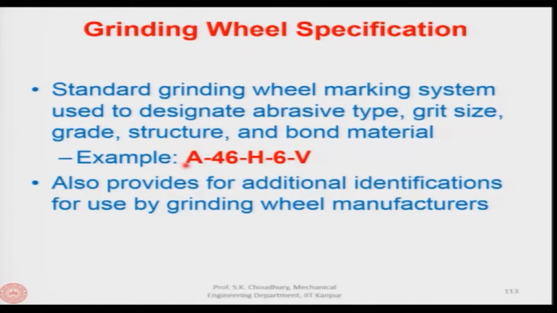When you buy or purchase an abrasive wheel, nobody will tell you what the grade actually is; it will be stated like this. The only thing is that there may be some kind of manufacturer's code in the beginning and at the end, and otherwise these 5 will signify the grinding wheel specification. Once again, this is the abrasive type, this is the grain size, this is the grade, this is the structure and this is the kind of bond. It also provides for additional identifications for use by grinding wheel manufacturers. As I said, these will be the manufacturer's code plus these 5 specifications.